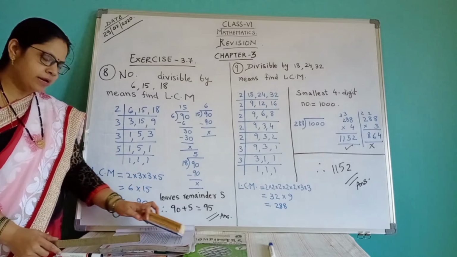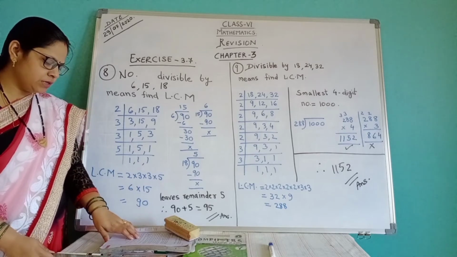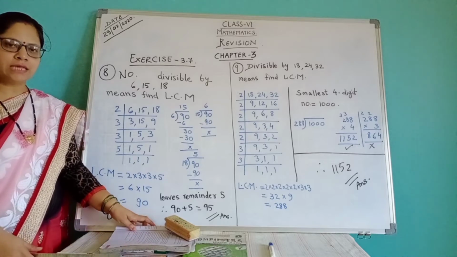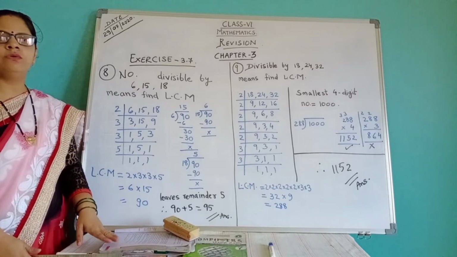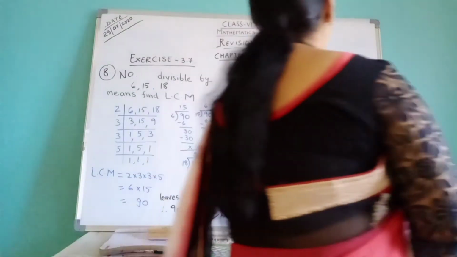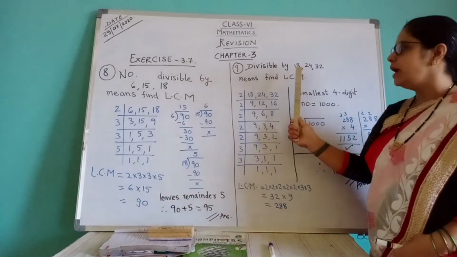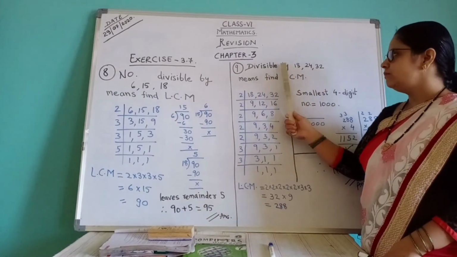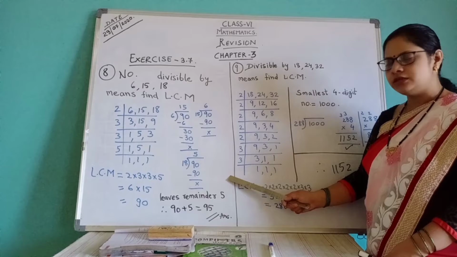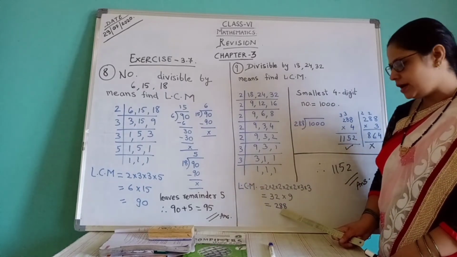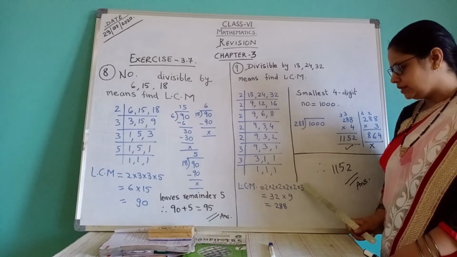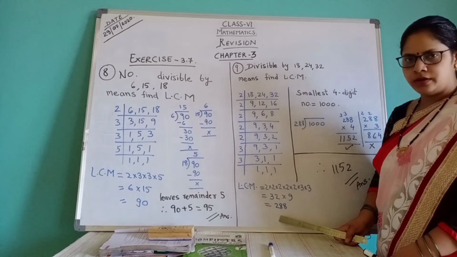Now coming to question number 9. Find the smallest 4-digit number which is divisible by 18, 24 and 32, which is exactly divisible by 18, 24 and 32. There also we should find the LCM. Here we are finding the LCM of 18, 24 and 32. After finding the LCM, we got all these factors, and the multiplication of all these factors is the LCM. We got the answer 288. This is 2 to the power 5 and 3 to the power 2. Multiply these two, you will get 288.